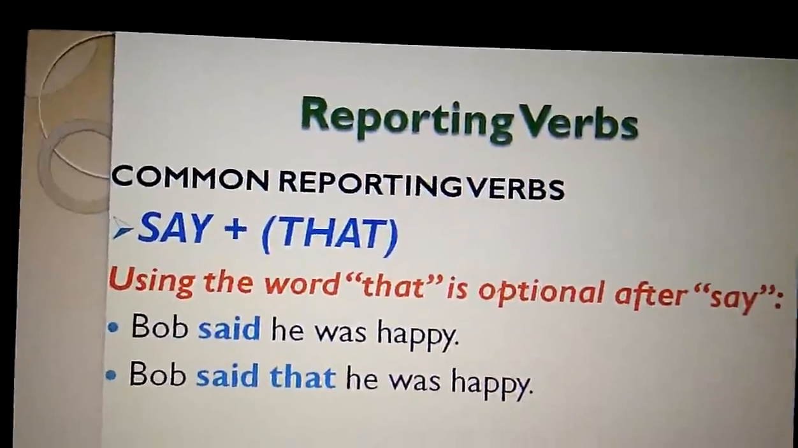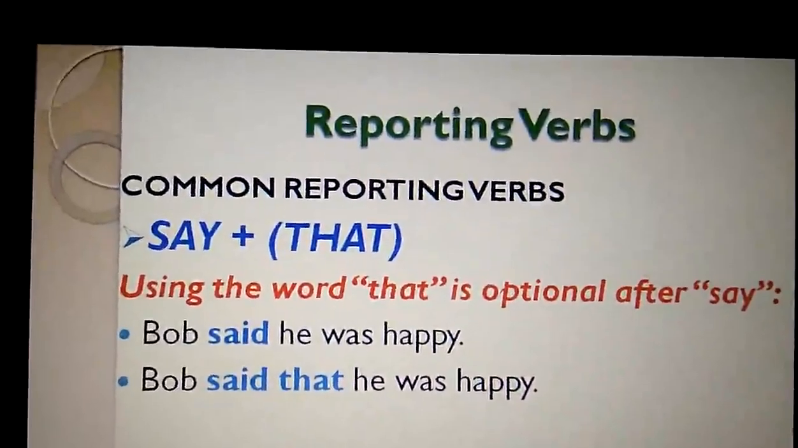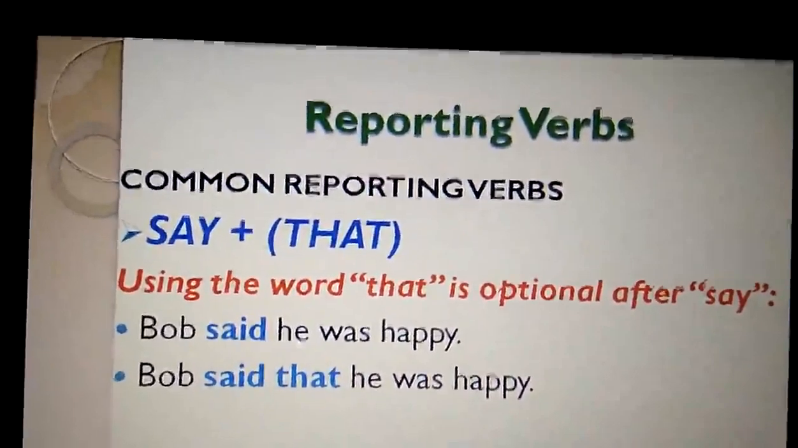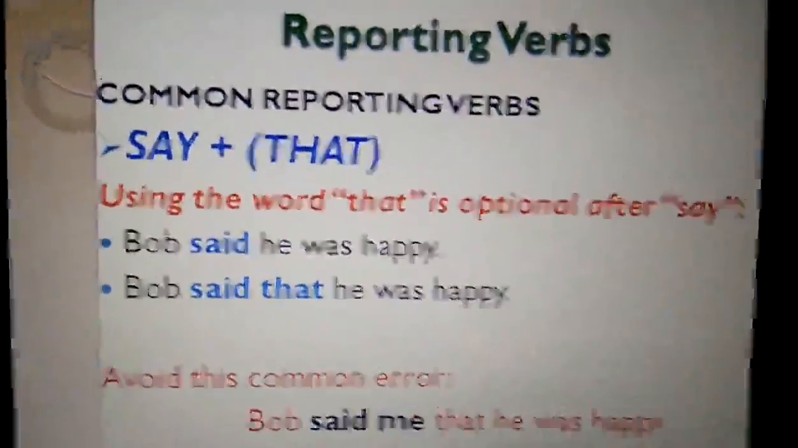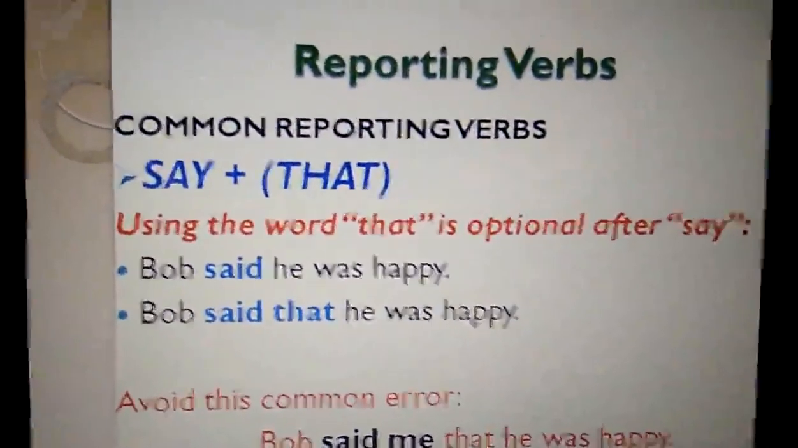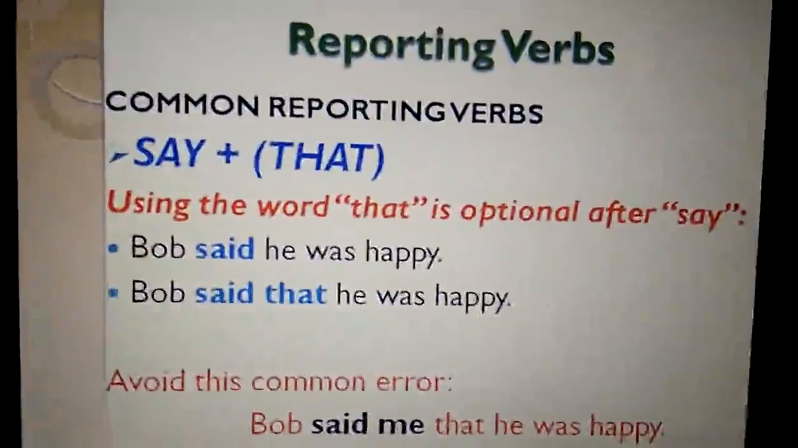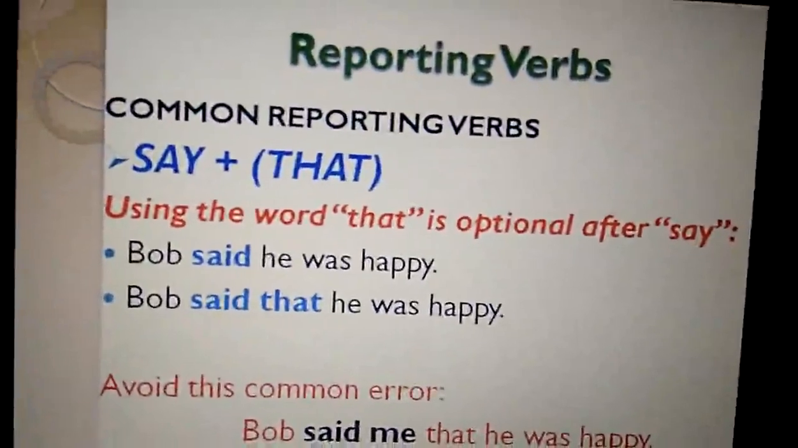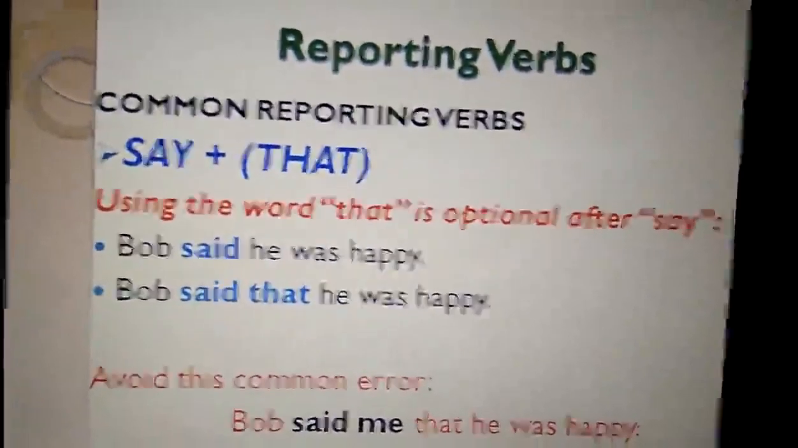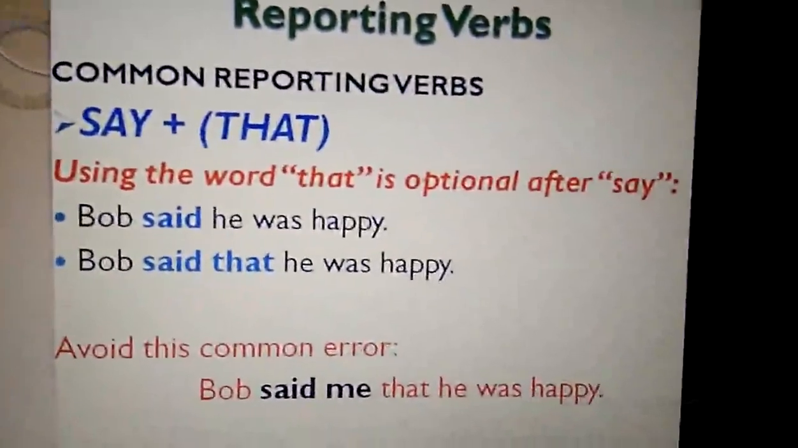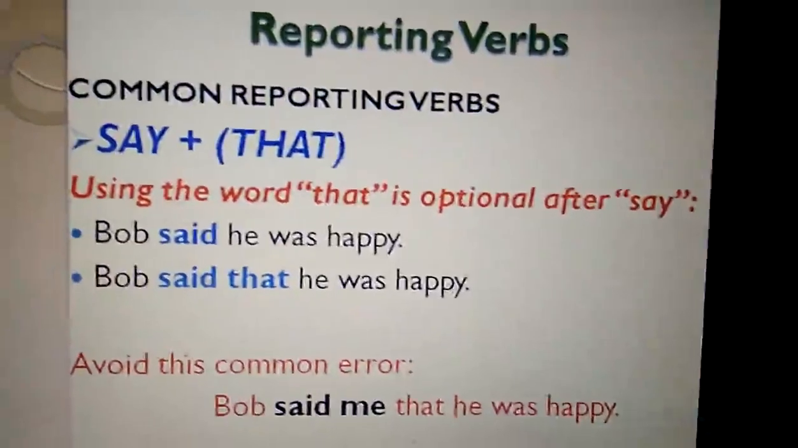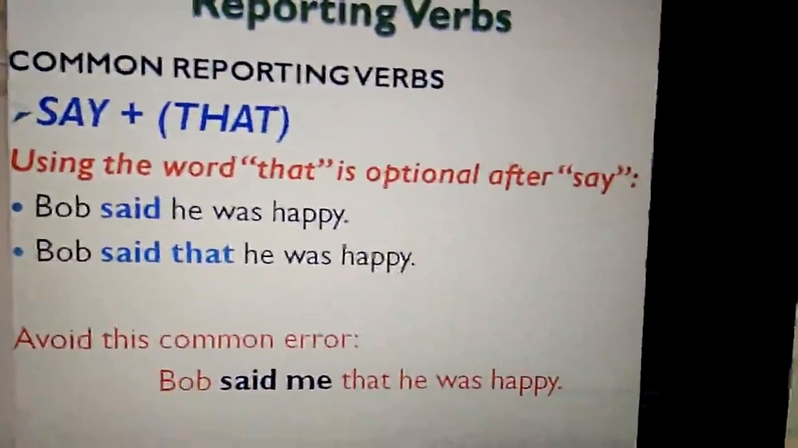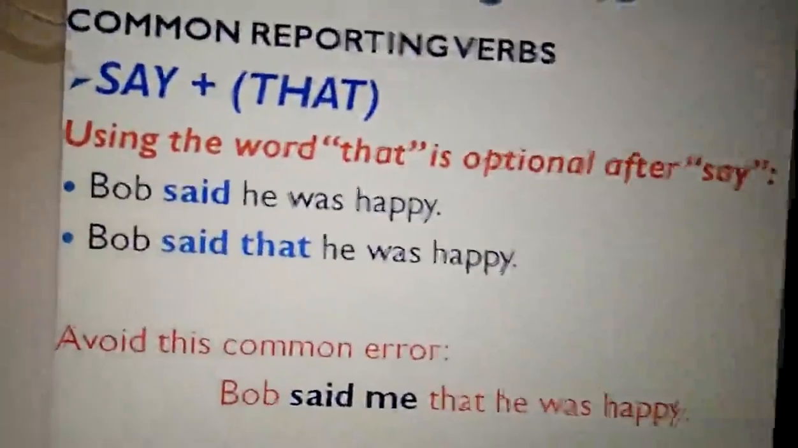The most commonly used reporting verbs, as I said before, are say, tell, and ask. Here, we see one by one. First one is say. So, what is the correct pattern of using this say as a reporting verb? Using the word that is optional after say. Usually, see this in this example.